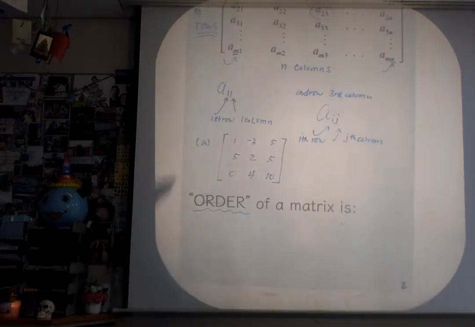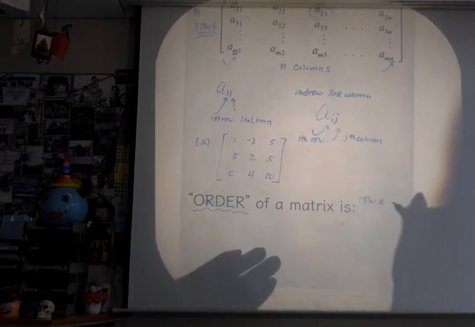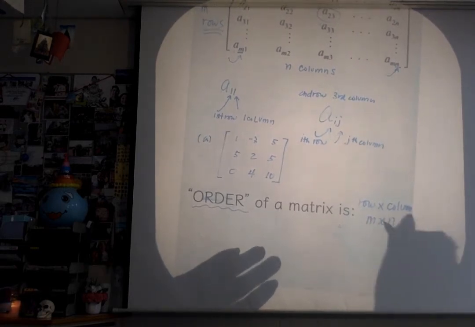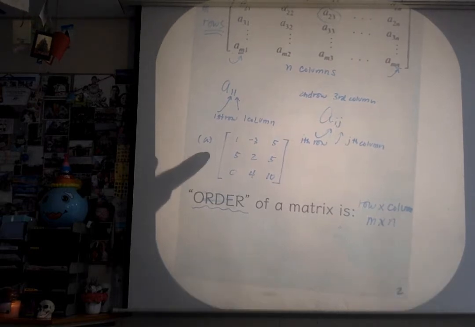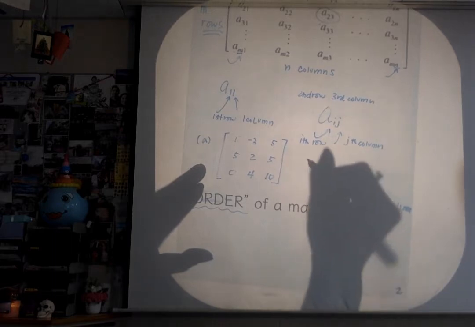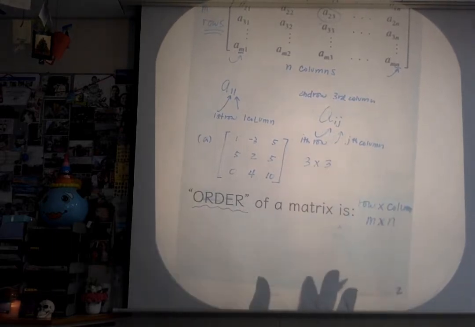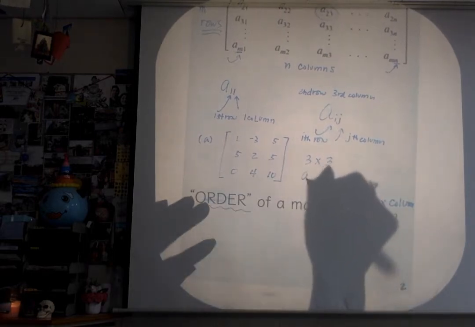Order of a matrix is how many rows, how many columns. So we say row by column, right? And we say an M by N matrix. So for example, this one is what? Yes, exactly, 3 by 3. 3 rows, 3 columns.